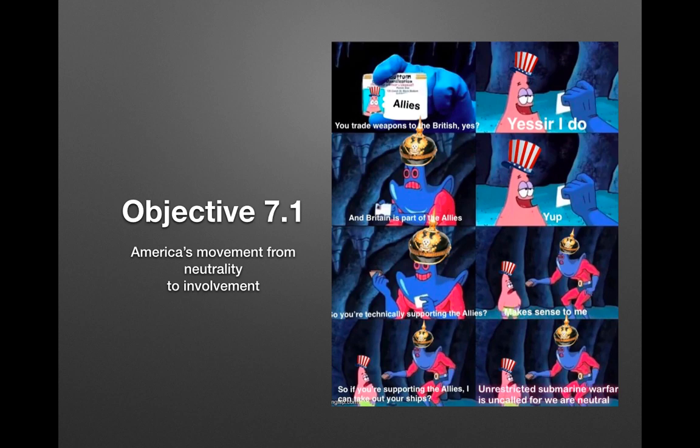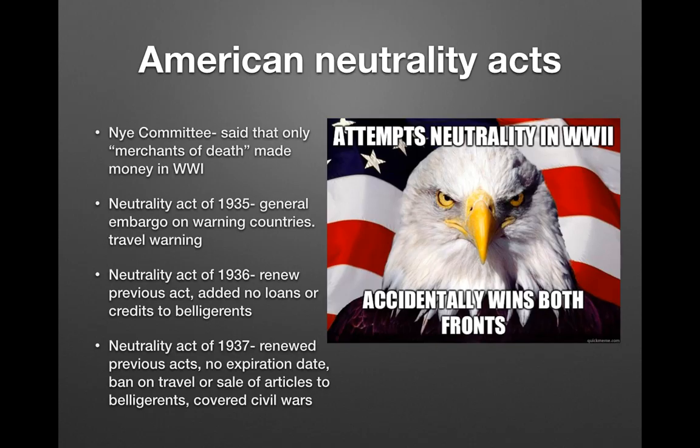Here we have SpongeBob and some other dude from SpongeBob, and it's got American hat and allies that says, you trade weapons to the British? Yes, sir, I do. And Britain is part of the allies. Yep. So technically you're supporting the allies. Makes sense to me. So if you're supporting the allies, I can take out your ships. Unrestricted warfare is uncalled for. We are neutral. It's kind of a funny way how that works.